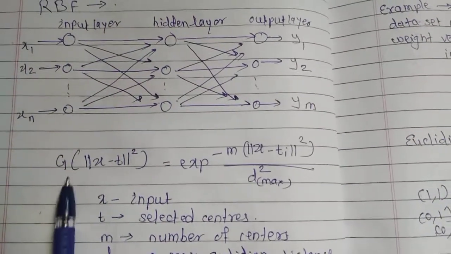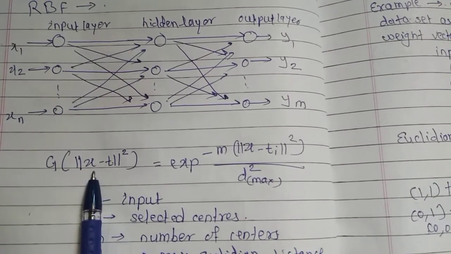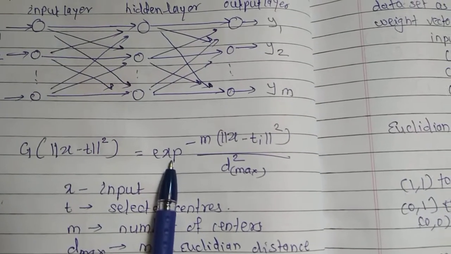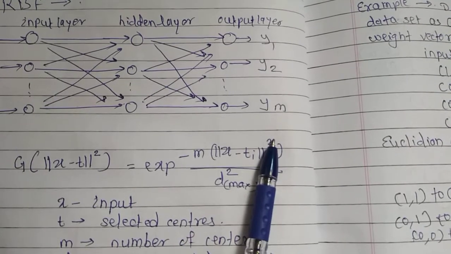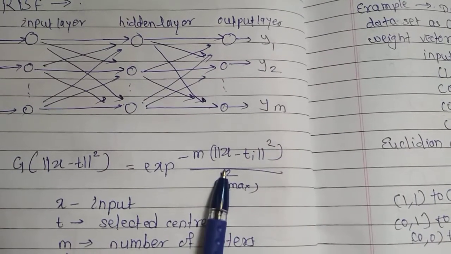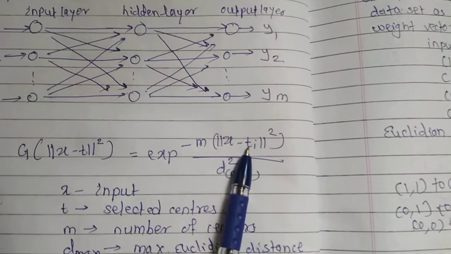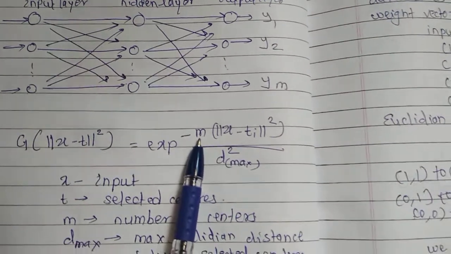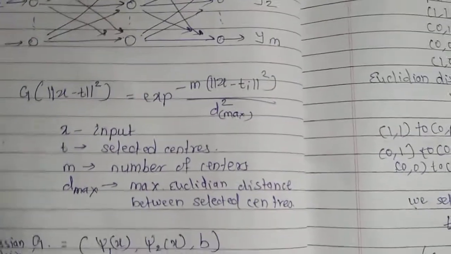Now, in the RBF, the Gaussian matrix is used. The Gaussian function of input minus target squared is defined as an exponential, that is e raised to minus m into x minus t square divided by d max square. Here, x represents the input, t represents the selected centers, m represents the number of selected centers, and d max represents the maximum Euclidean distance between the selected centers.